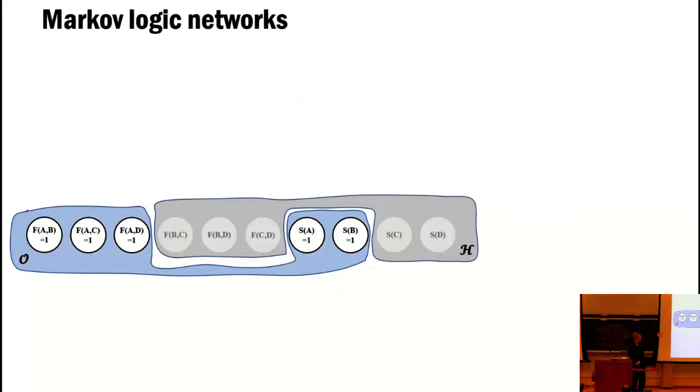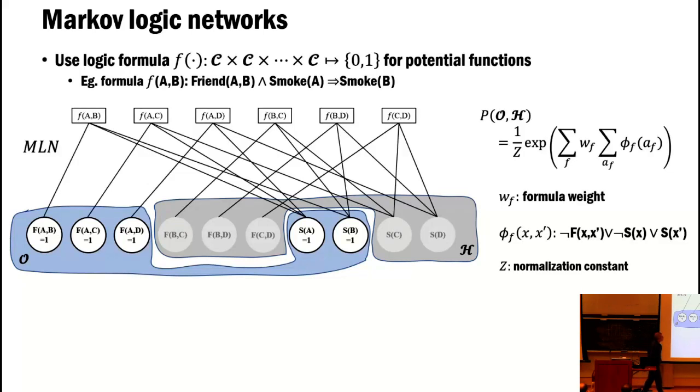For instance, now we want to model the joint distribution of this collection of binary random variables. What a Markov logic network does is use a set of logic formulas as your potential functions. In this particular case, the simplest logic formula is: if A and B are friends and A is smoking, then B is going to smoke. So you can connect a set of variables. For instance, the first factor connects the friendship variable AB with SA and SB. You're putting some kind of dependency structure on these variables.